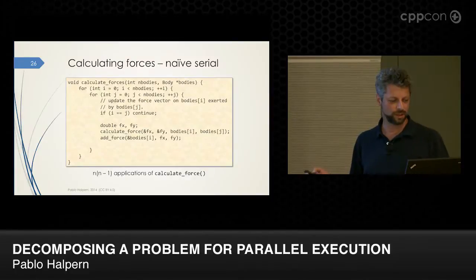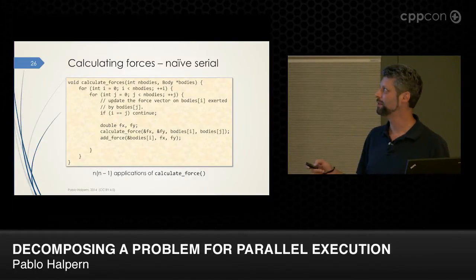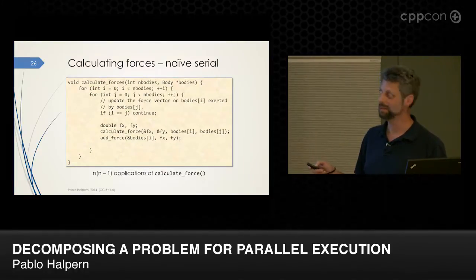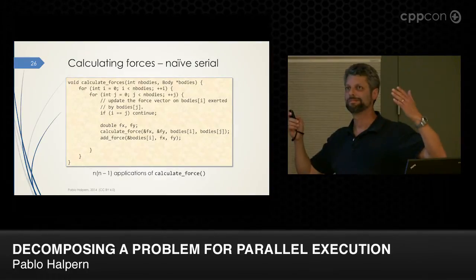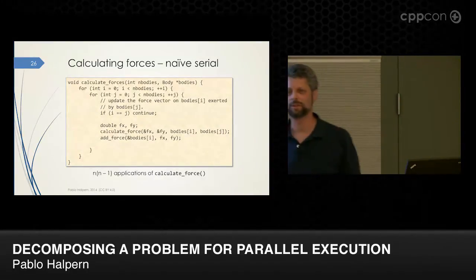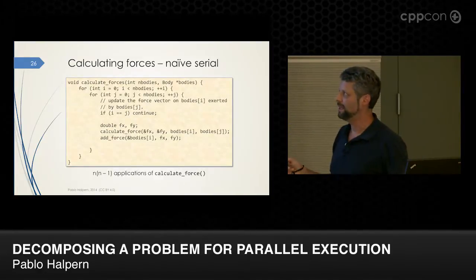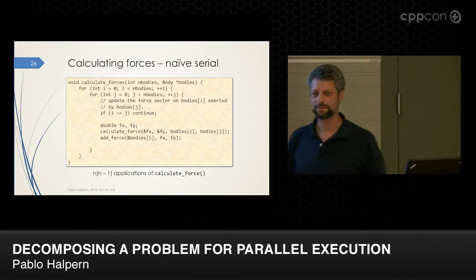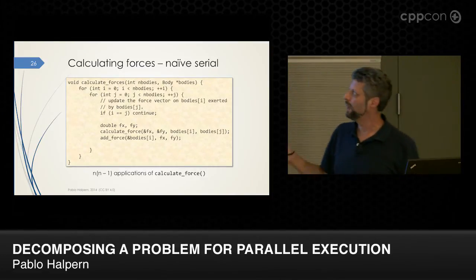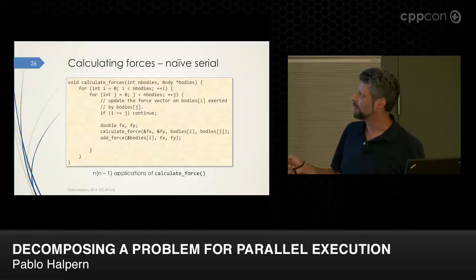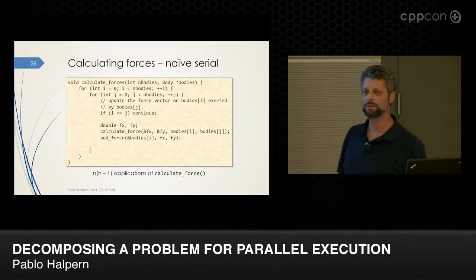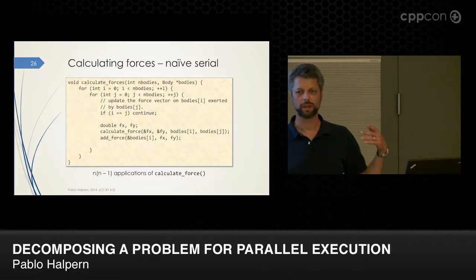To calculate the forces, we simply have a pair of nested loops saying, let's go through each of the bodies. And then for each of the bodies, we go through each of the other bodies. It's a two-dimensional traversal of a one-dimensional array is what we're doing here. And if they're the same, we skip that. So we skip the diagonal because a body doesn't interact with itself. And then we just calculate force and add the force to our running sum for that body.